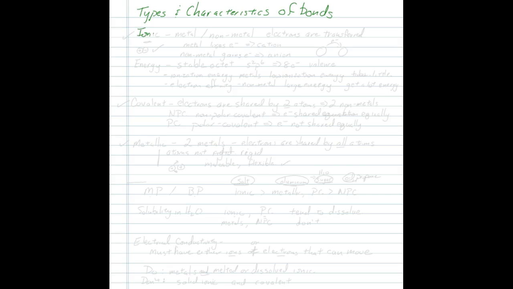An ionic bond is produced between a metal and a non-metal. When these bonds form, electrons are transferred from one to another. The metal atom loses an electron and forms a cation.